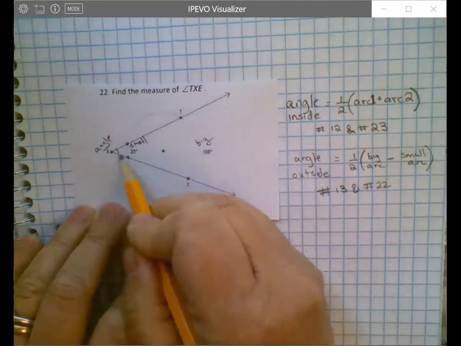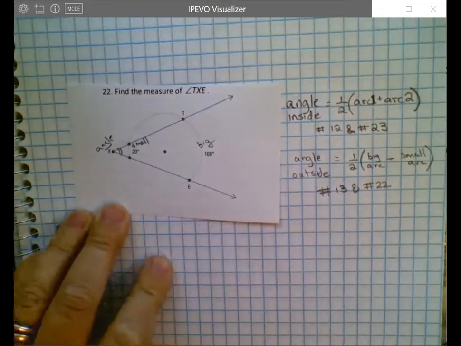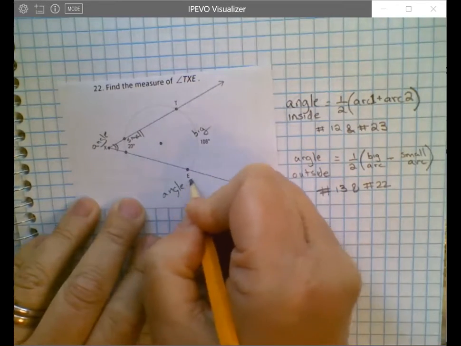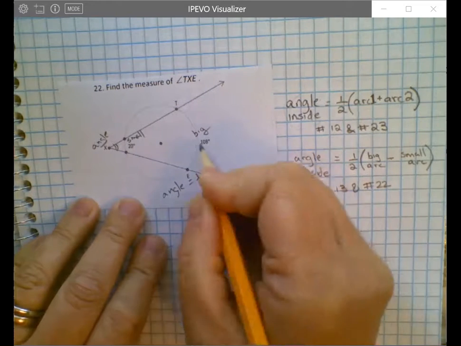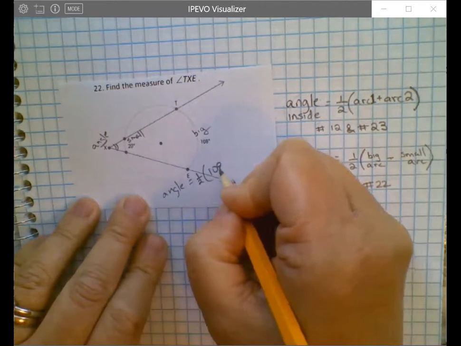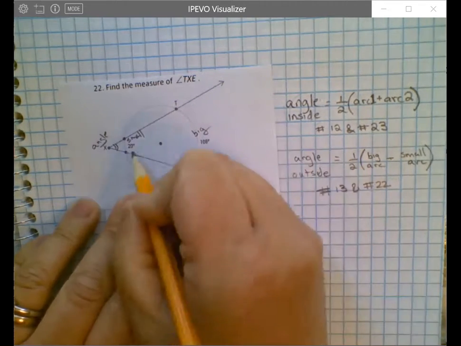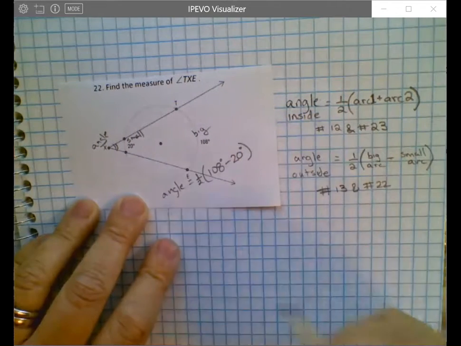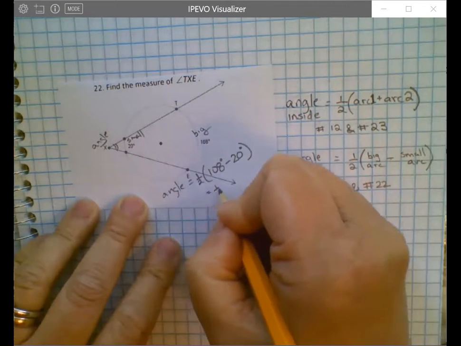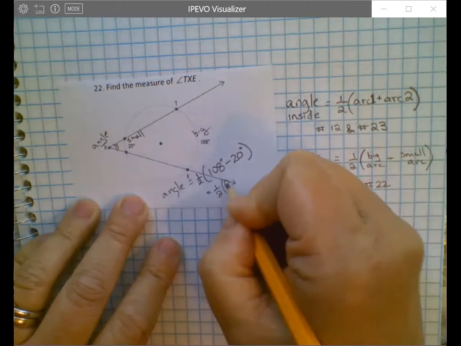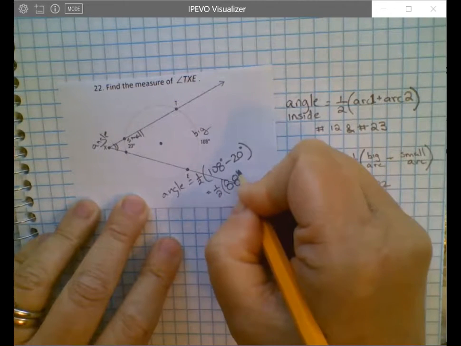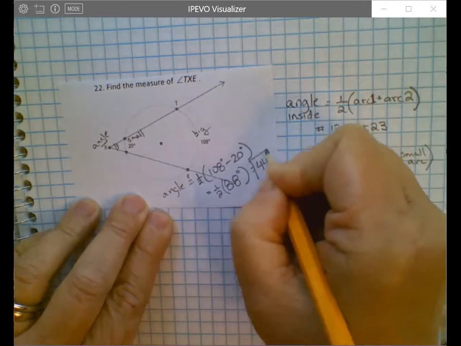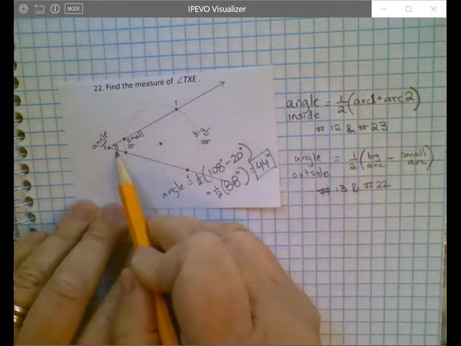TXE, that's this angle right here. So the angle is equal to 1/2. Big arc is 108 degrees minus the small arc is 20 degrees. That's going to give me 1/2 of 88 degrees, which is 44 degrees. So this angle is 44 degrees.